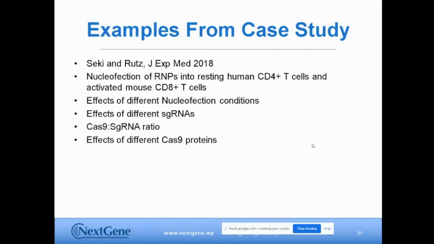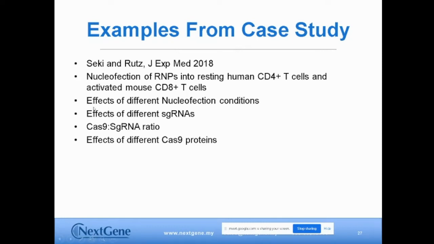Okay, so here I would like to show a study by Seki and Ratz in 2018. This study uses nucleofection of RNP into resting human CD4 T cells and activated mouse CD8 T cells. What we can learn from this publication is how they optimized a CRISPR experiment. In this experiment, they looked into various factors affecting the success of a CRISPR experiment.